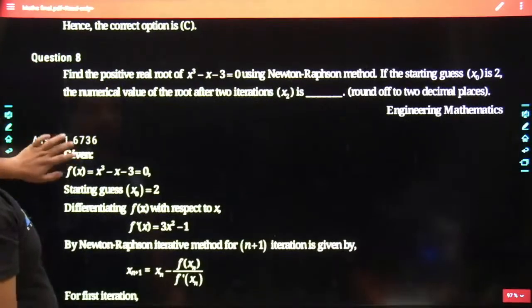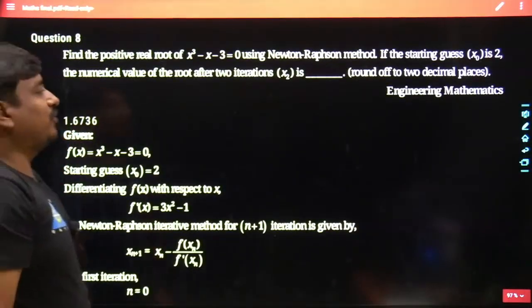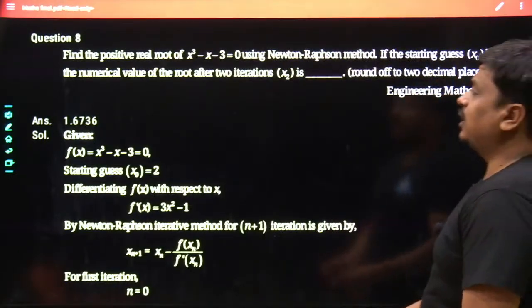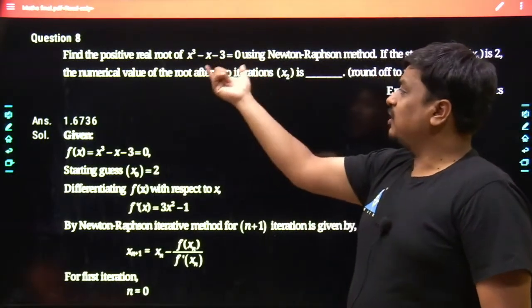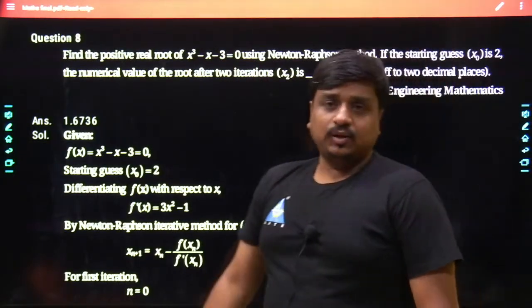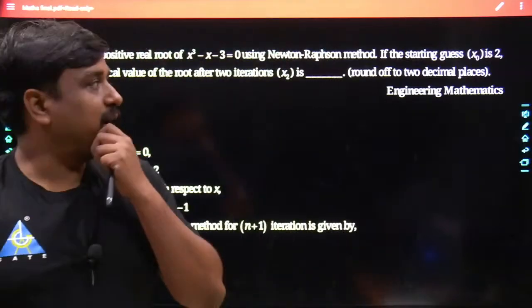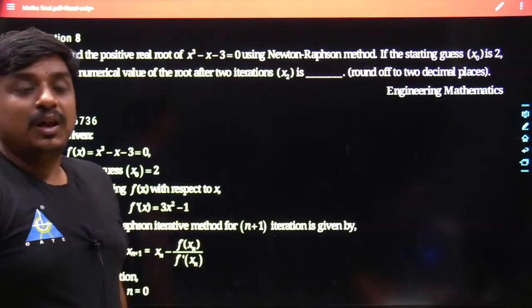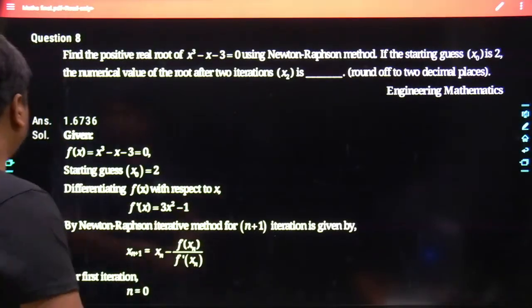Yes, one of the well-designed problems. This problem has come from the concept of numerical methods, and using the Newton-Raphson method, we have to find the root of this cubic equation x cube minus x minus 3 is equal to 0. So let me try this problem out, and we'll try to get this answer with the optimal number of steps. See what this problem states.